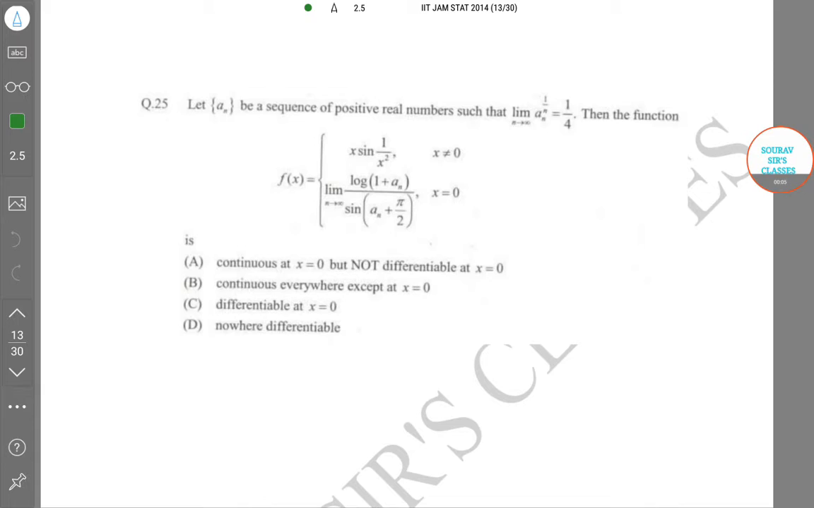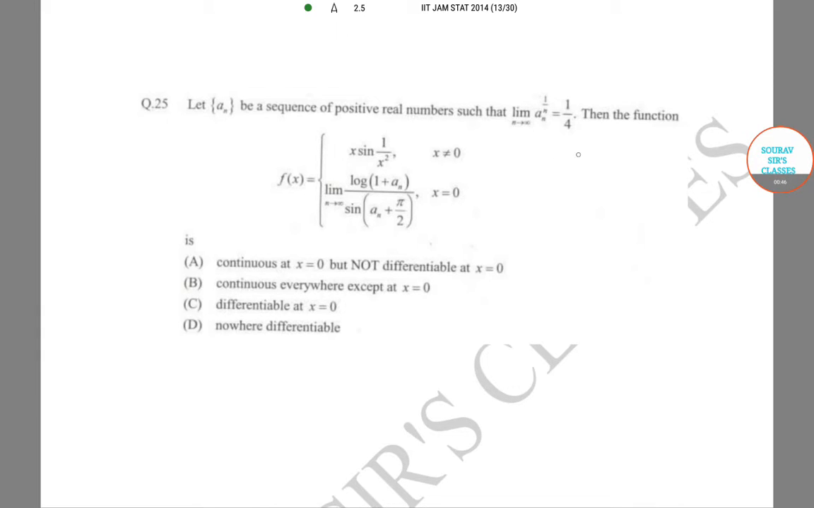The problem that we want to solve today says a_n is a sequence of positive real numbers such that limit n goes to infinity a_n to the power 1 by n equals 1 by 4. Then there's a function given, a fairly complicated expression with sine and 1 by x and a log. It says that this function is continuous but not differentiable at 0, continuous everywhere except 0, differentiable at x equal to 0 and nowhere differentiable. These are the four options. Now let us see how we solve this problem.